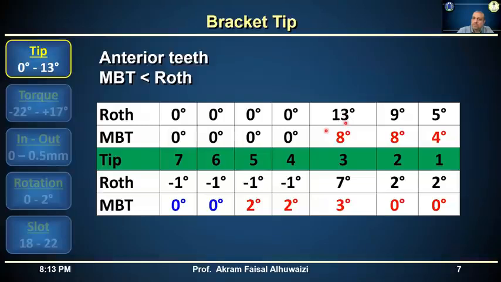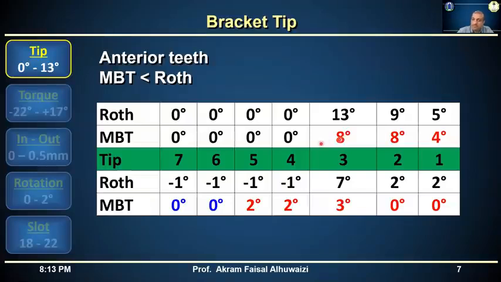If you notice, mostly the tip is in the anterior teeth, the incisors and the canines. The premolars and molars generally have no or little tip at all. So most of the tip is in the incisors and the canines. And you'd notice that it's mostly in the upper rather than the lower. You'll also notice that the MBT has less tip. It's got 1 degree less here, 1 degree less here, and 5 degrees less here. That's a total of 7 degrees less tip.